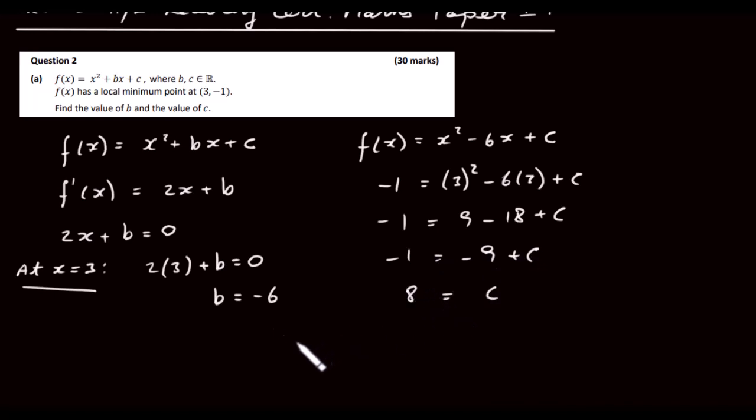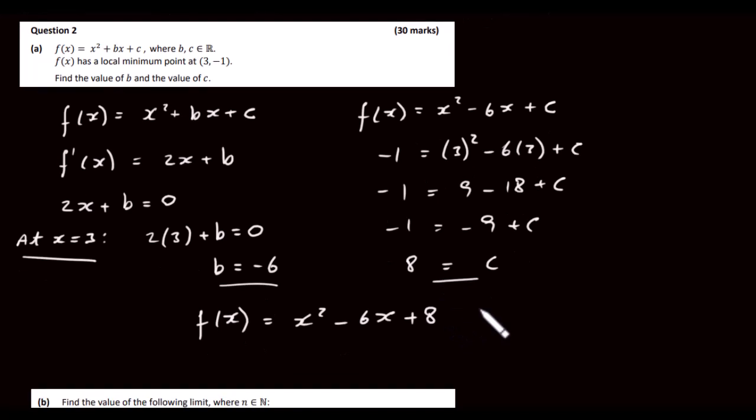So there are two answers. Our function then is f of x is equal to x squared minus 6x plus 8. And I know that if I put 3 in here and here, I should get minus 1. You can check that if you like, but they're my two answers there. b is minus 6 and c is 8.